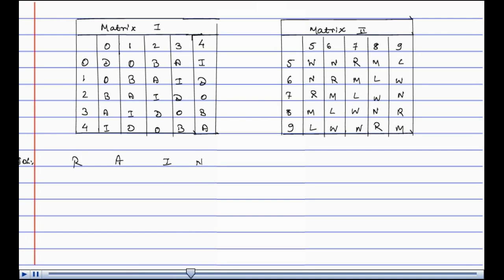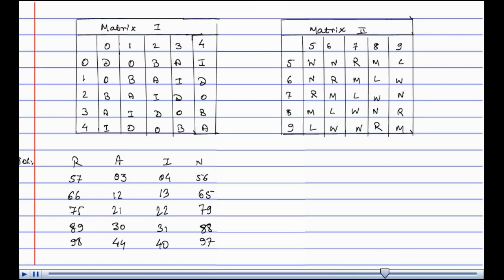R is present in matrix 2 and it is coded first by the row and then by the column, that is 5, 7. Similarly 6, 6, then 7, 5, 8, 9, then 9, 8. Then A is coded from the first matrix as 0, 3, 1, 2, 2, 1, 3, 0, 4, 4. I is coded as 0, 4, 1, 3, 2, 2, 3, 1, 4, 0. N is coded as 5, 6, 6, 5, 7, 9, 8, 8 and 9, 7.